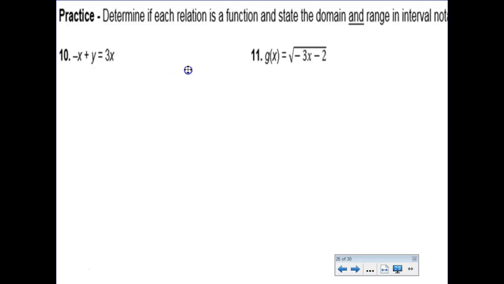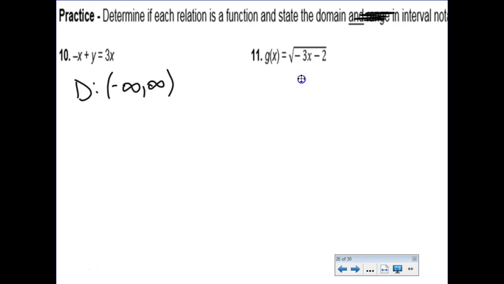Hey, fun fact, guys, if you don't have either of those restrictions, that means there are no restrictions on your domain, and therefore it is all real numbers. Don't worry about range on this section. I just want domain. Guys, do you see any radicals? No. Do you see a denominator with x in it? No. So is there any restriction on your domain? Nope. So it is all real numbers. Negative infinity to infinity.